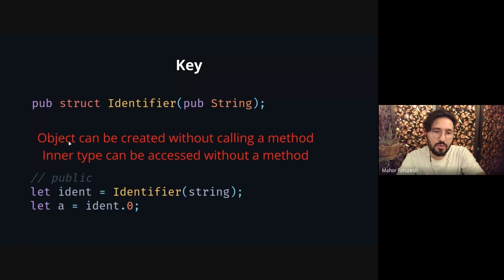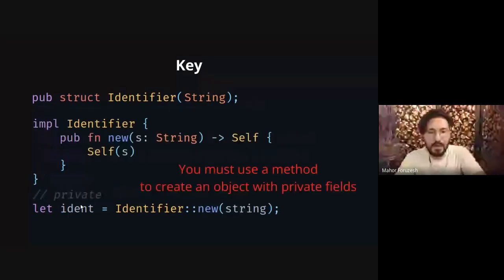The object dot zero characters. And this is an example if the string wasn't public. To create the object, you have to use a method called new. And you also have to use another method to access the inner value.